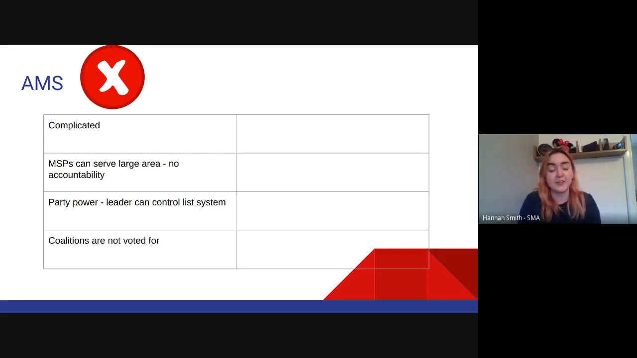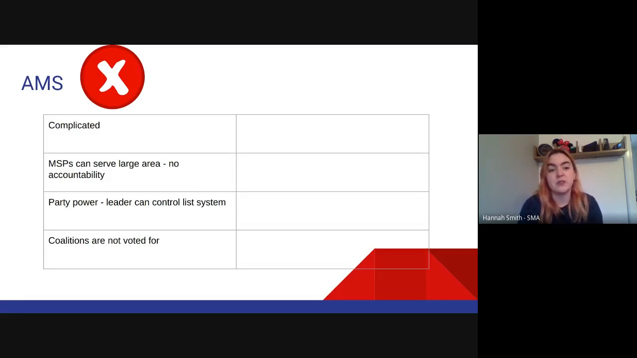However, you probably guessed one of the disadvantages is that it's really complicated. It's not too bad if you just think, right, just 2 votes, that's fine. When you get into looking at how list MSPs are allocated, it's not easy to understand. Think back to first past the post. Which one are you more likely to turn out to vote for? Let's be honest. Probably the first past the post ones.